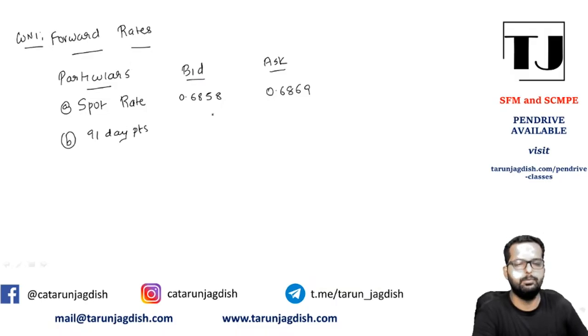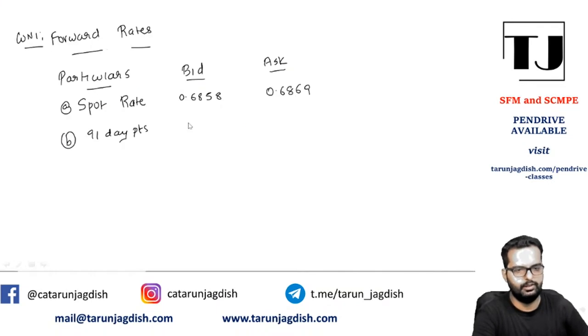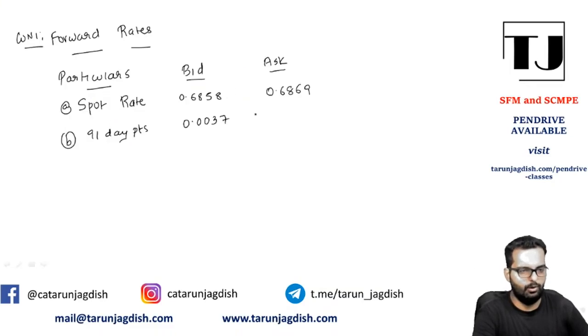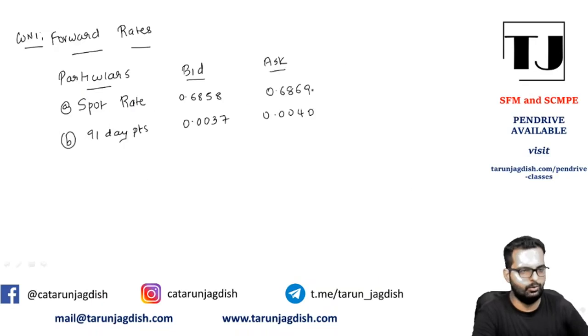All right. Point number 2 would be the 91-day points. So let's see how much is the 91-day points that's told over here. 0.0037 and the other one is how much? 0.0040. This is actually sterling per euro, right? So I'll put it that way.